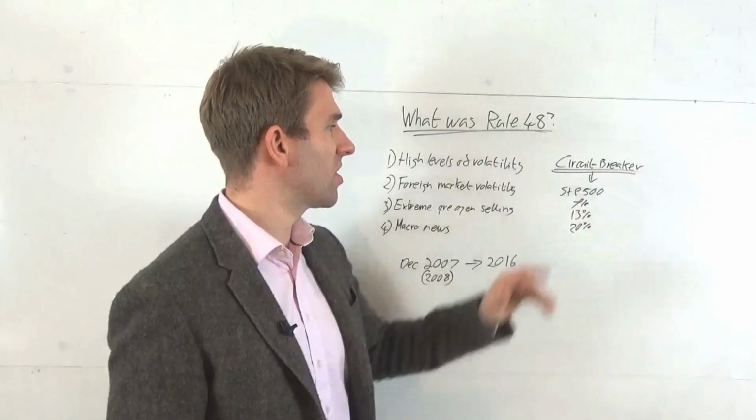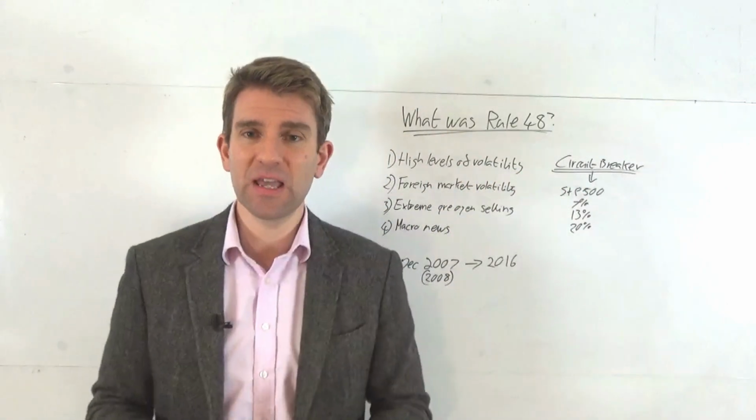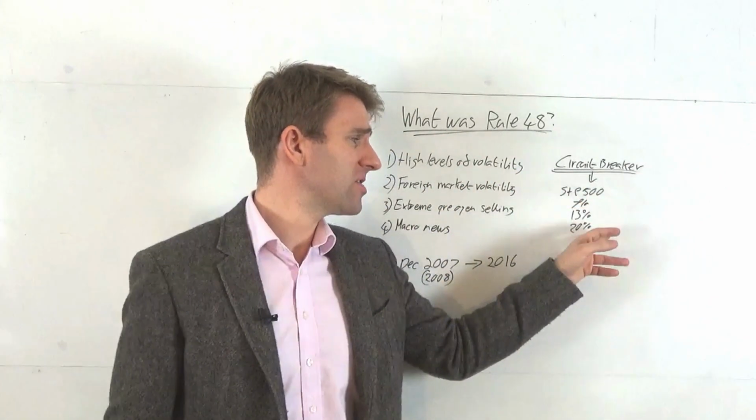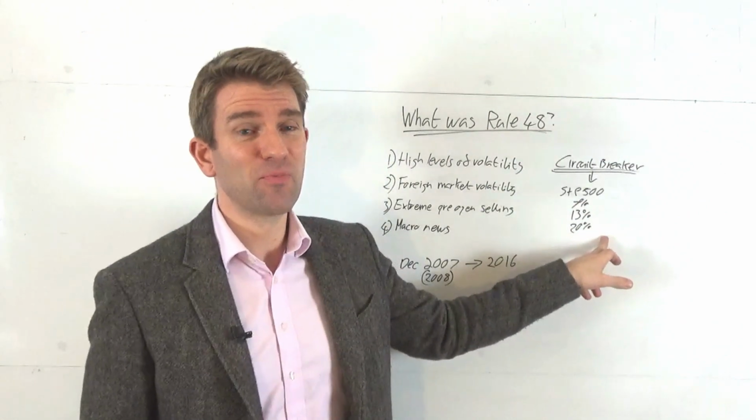So Rule 48 is gone, circuit breakers are still in play. There's still some things in there, but to me, that's pretty extreme. If the S&P is down 20%, there's a lot of problems out there.